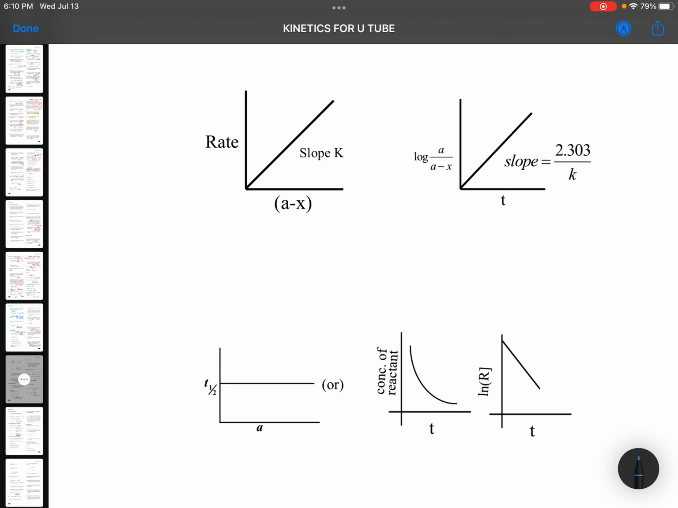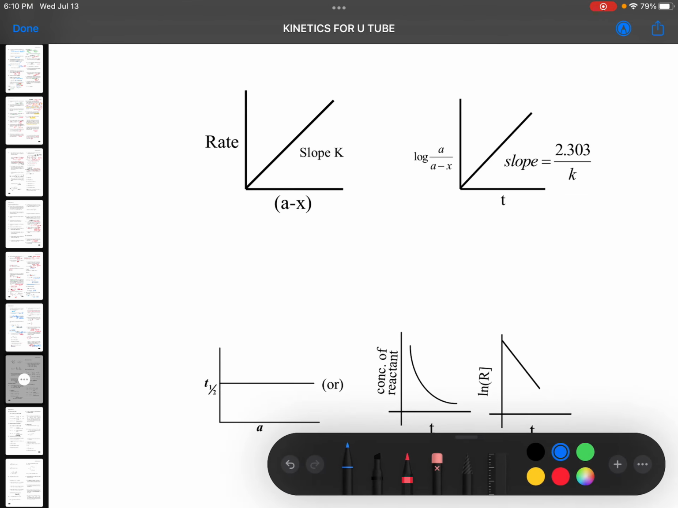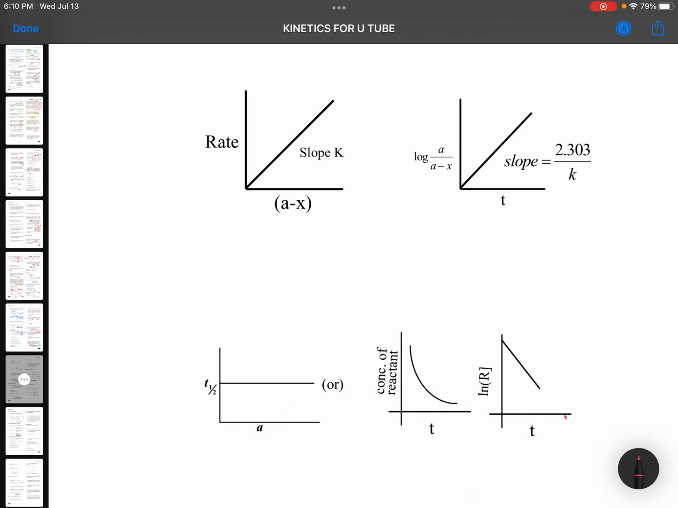I told you I will give you some graphs here. You can see the graph. This graph is rate versus a minus x. a minus x is remaining concentration, that is directly proportional. Slope is K. The log a by a minus x versus t graph will be like this. Slope is K by 2.303. This is taken from K is equal to 2.303 by t log a by a minus x. From this expression, this graph is taken: log a by a minus x versus t, with slope K by 2.303.